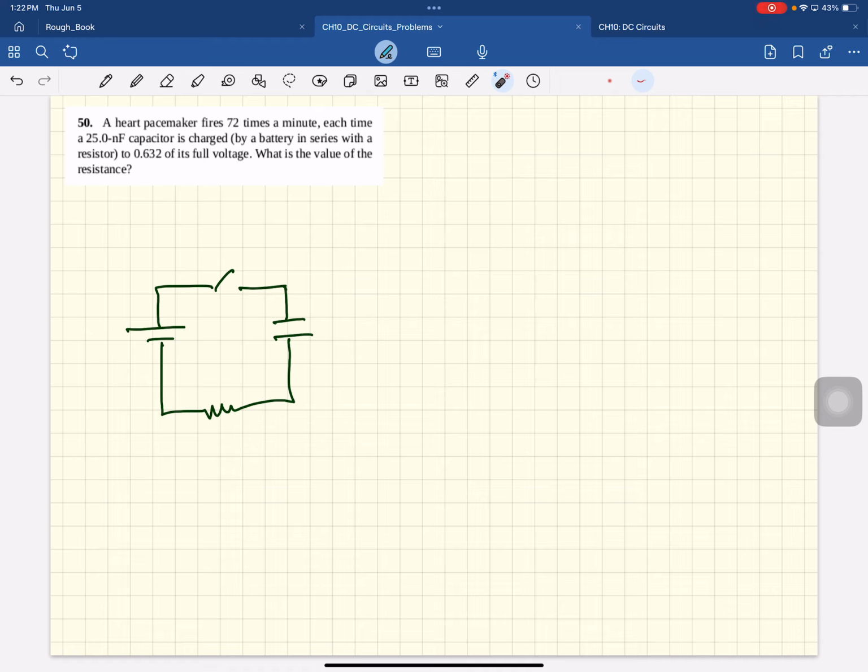Okay, so here's the voltage of the battery. You close it, and each time, to the full voltage, 72 times, so 60 seconds divided by that. So t equal to 60 seconds divided by 72 times.